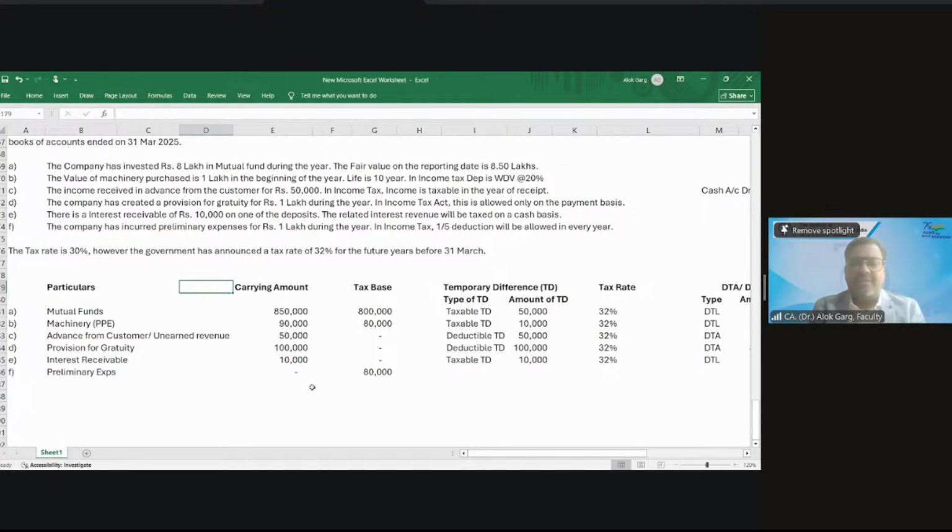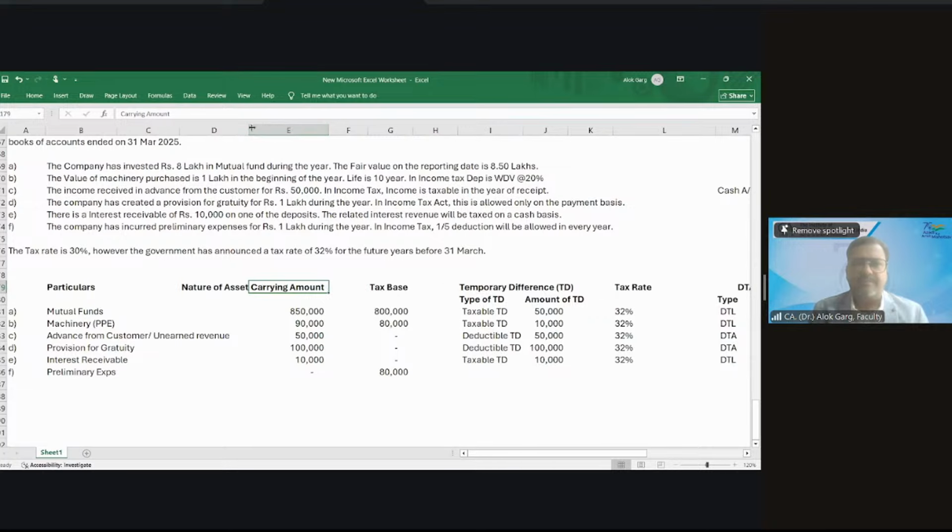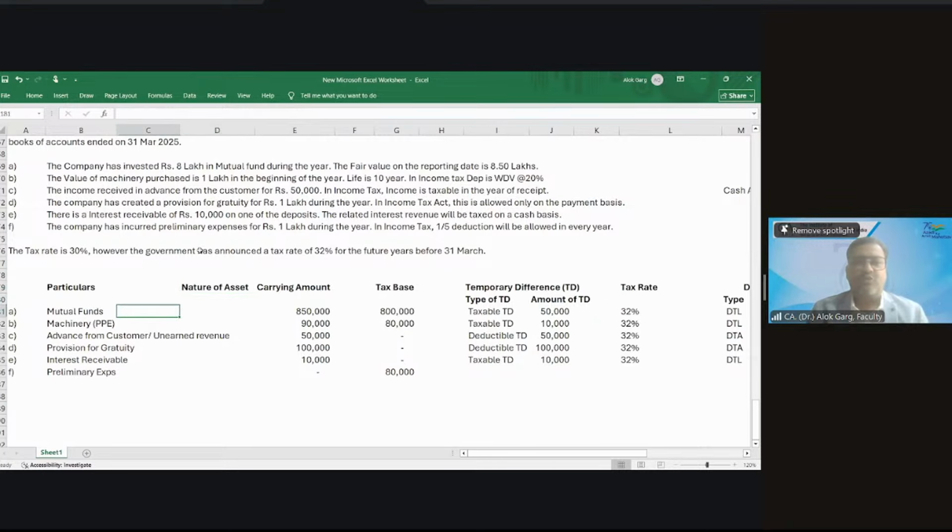So should I write the nature of asset also here? Should I write the nature of asset here or leave it? I'll write it, right friends? Nature of asset, nature of item: this is asset, this is asset, this is liability, this is liability, this is asset, and this is asset.